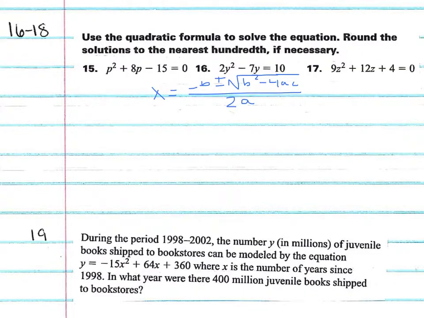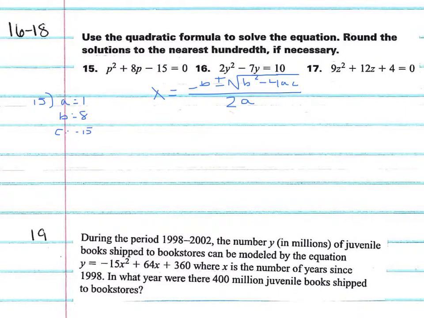In questions 15 through 17, you will need to use the quadratic formula to solve the equation, rounding the solutions to the nearest hundredth if necessary. So what we need to do in each one of those is you need to know what a, b, and c are in order for you to use the quadratic formula. So in number 15, a is 1, because it's 1x squared. You don't see the 1, but it's there. B is 8, and c is negative 15.